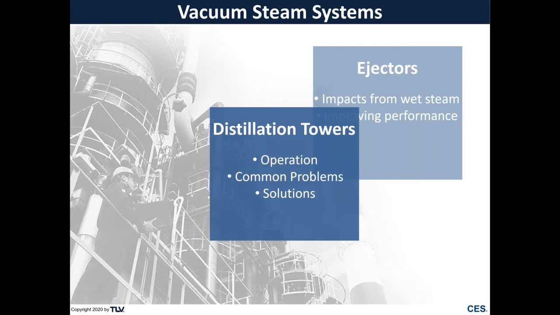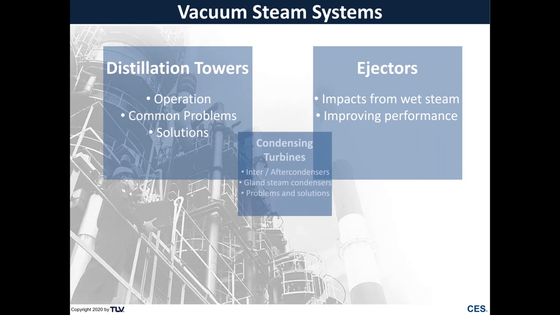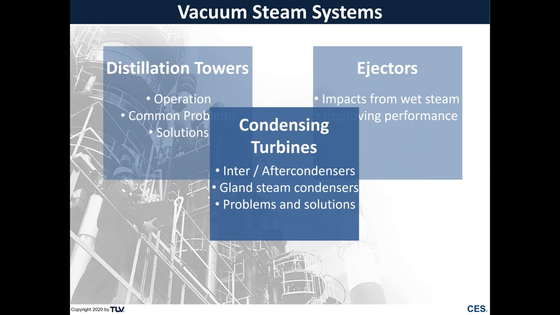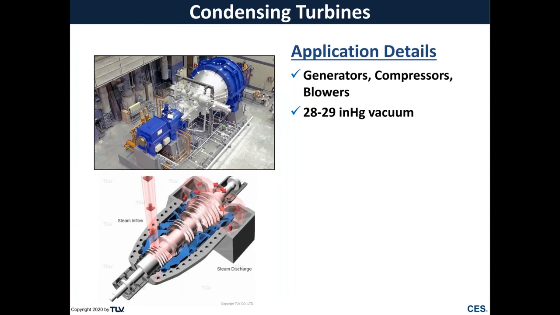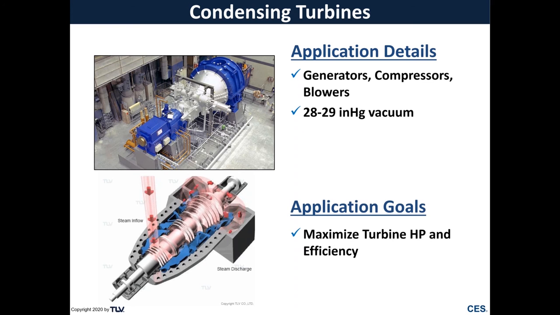Now we will move from distillation towers into our second vacuum steam application, condensing turbines. These types of turbines are commonly found in applications where a large amount of driving force from a single unit is required, such as electrical generators, gas compressors, and blowers. For maximum power, the vacuum pressures on the exhaust side should ideally be in the range of 28 to 29 inch mercury. The goals of these applications would be to maximize turbine horsepower and efficiency and optimize production.